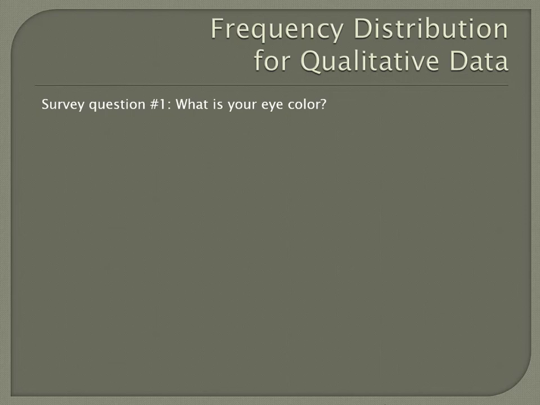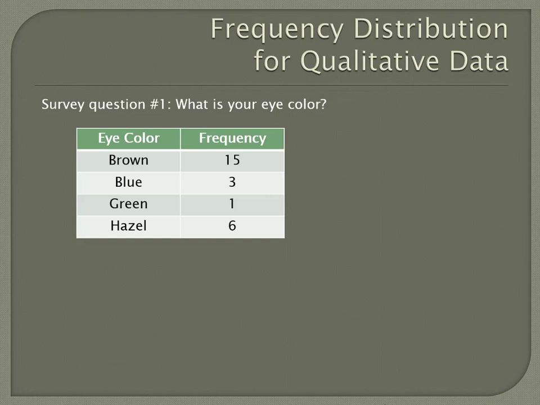So suppose we sent a survey out to a class, and one of the questions is, what's your eye color? Well, if you think about the responses there, the responses are going to be qualitative, and there's not going to be very many different responses. Some students may have brown eyes, some may have blue eyes, hazel, green, these are probably most of the different responses that you would get. And so what you could do is, for each different answer, count the number of times that that occurred and create a frequency distribution based off of that.